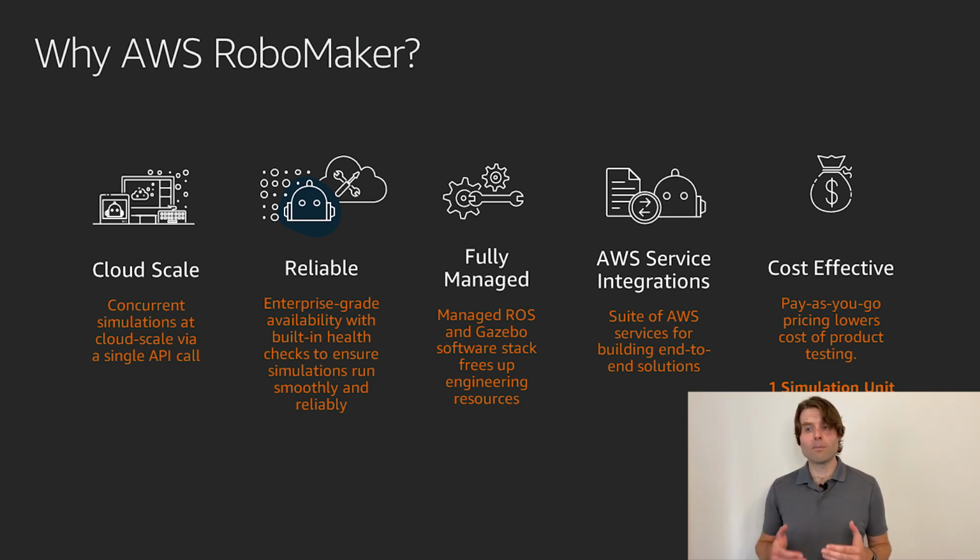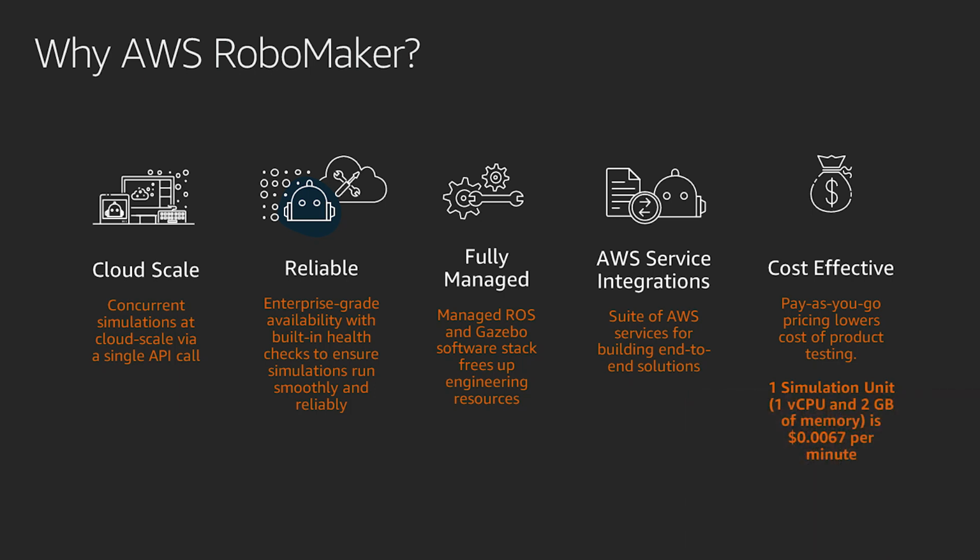RoboMaker is integrated with multiple AWS services, enabling you to easily extend cloud functionality like CloudWatch logs, ML services, data storage and analytics, and more to your simulations. Finally, with pay-as-you-go pricing, you only pay by the minute for the resources you consume. One simulation unit, or one virtual CPU and 2 gigabytes of memory, costs about 0.67 cents per minute.